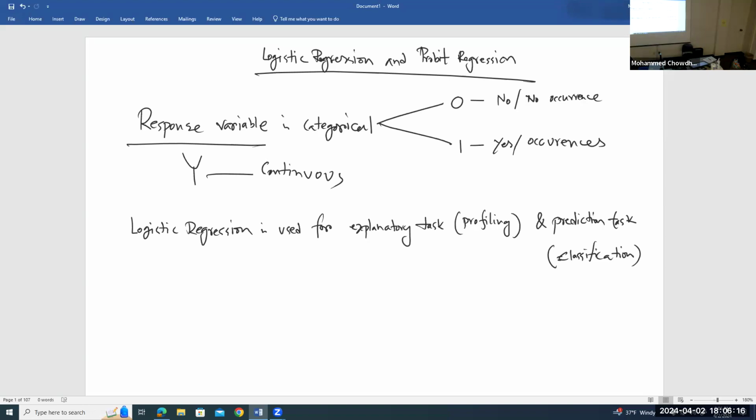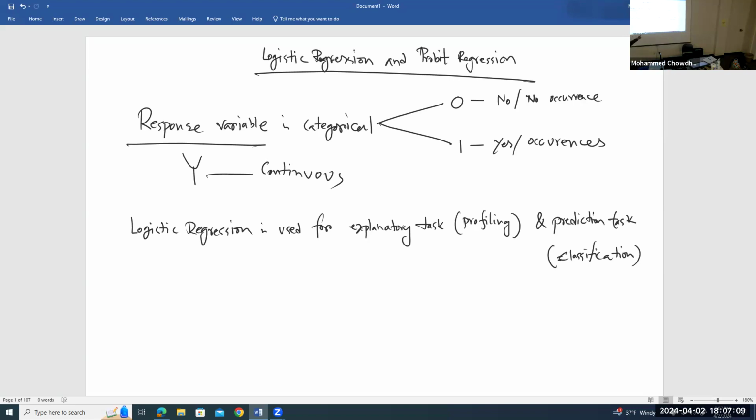Suppose in this classroom we have high blood pressure and low blood pressure. High blood pressure means 1 and no high blood pressure means 0. Now, what does the explanatory task mean? I want to explain high blood pressure in terms of age, height, weight, body mass index, race. That is called the explanatory task. Like, we want to see covariate effects.